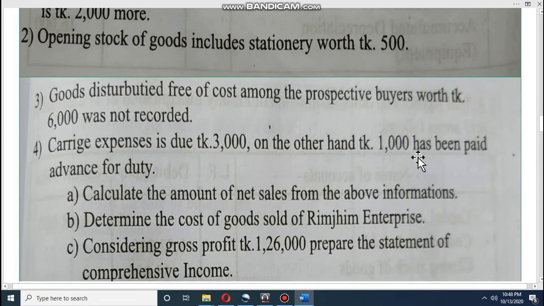On the other hand, 1,000 has been paid in advance for duty. That means from duty we have to subtract 1,000. That means if any expense is due, we have to add it with the concerned expense. If any expense is paid in advance, then we have to subtract it.